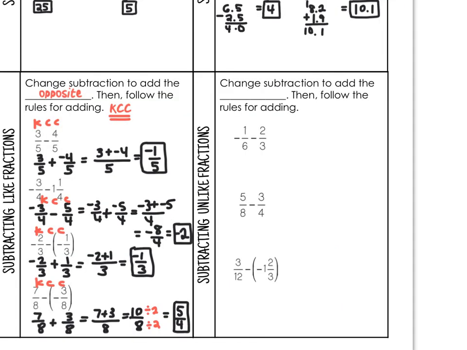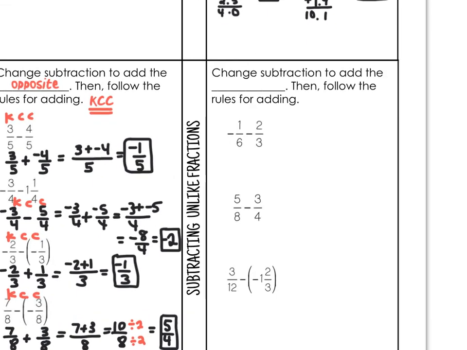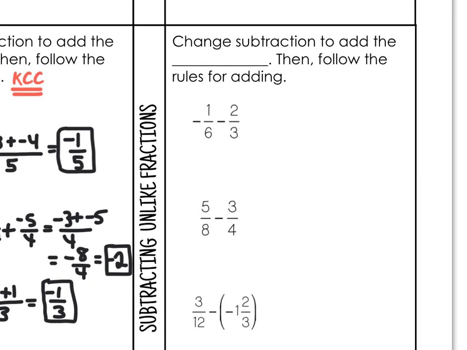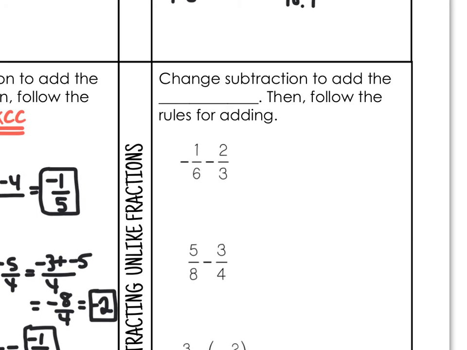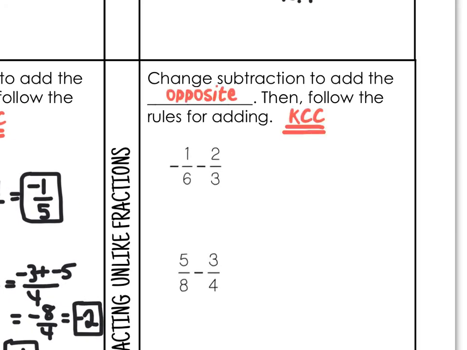Okay, so ready for the last section? Because we're almost done. We're going to be subtracting unlike fractions. All right, at the top, it should say you're going to change the subtraction to add the opposite. Then follow the rules for adding. Again, KCC applies. All right, so we want to do that first. So I like to write that at the top, KCC.